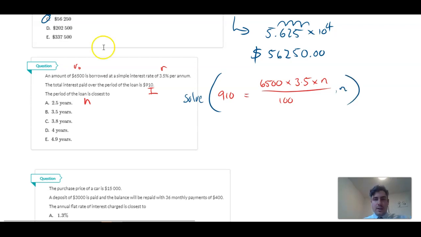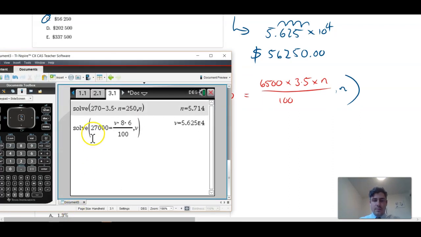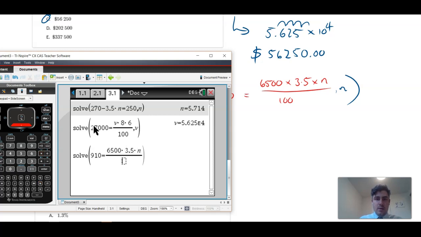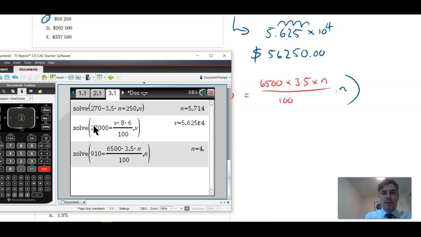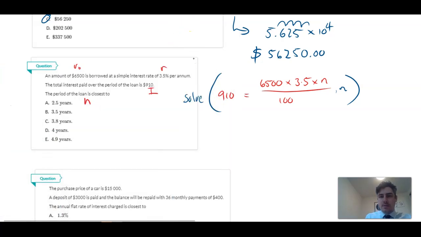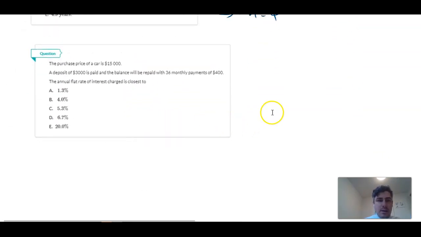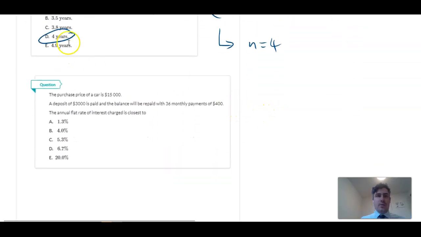Okay, so put that in the calculator. Solve 910 equals 6500 times 3.5 times n over 100, comma n, 4. So that was obviously 4 time periods, which I think says, yep, so n equals 4, so there, 4 years. Okay, and it's pretty much the same as that for the other one, so I'm going to leave that there for you to do.